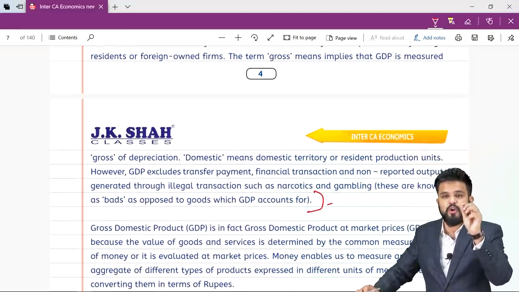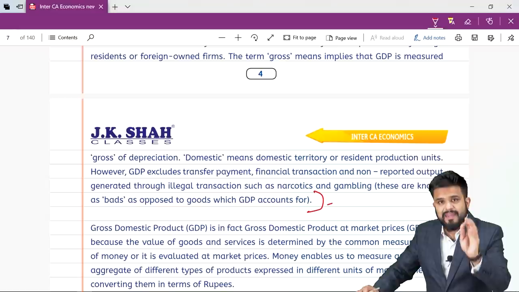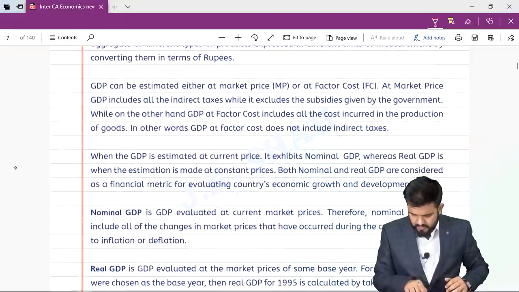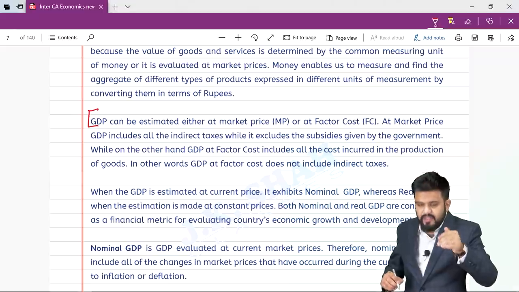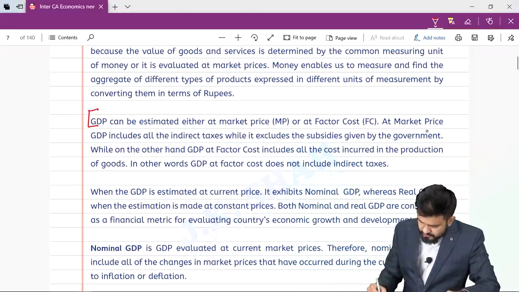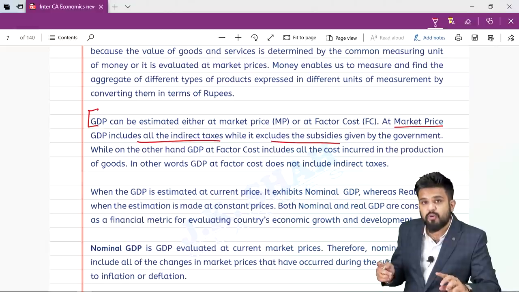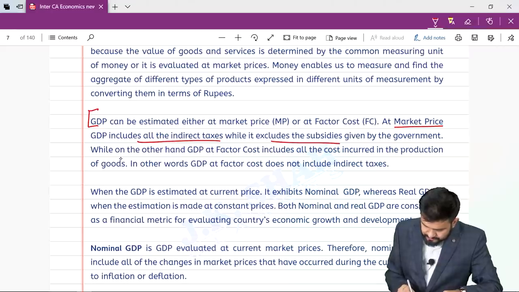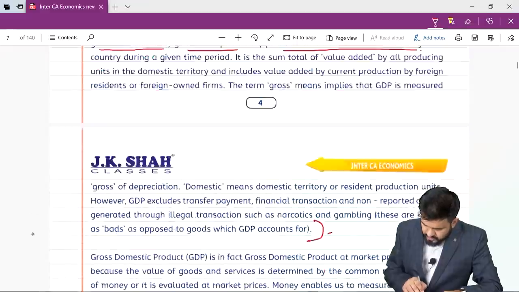And please support your answer, irrespective of whether it is 2 marks or 3 marks. Wherever possible, please write the formula when it comes to GDP, NDP, NNP, whatever. This also you can add: GDP can be estimated either through market price or through factor cost. At market price, we include all indirect tax and we exclude all subsidy. While on the other hand, in factor cost, we do the reverse. We remove indirect tax and we add subsidy. So this much you can write.